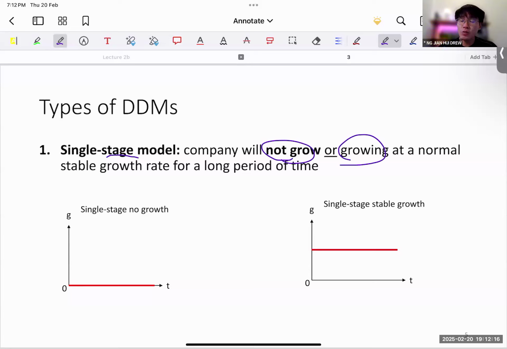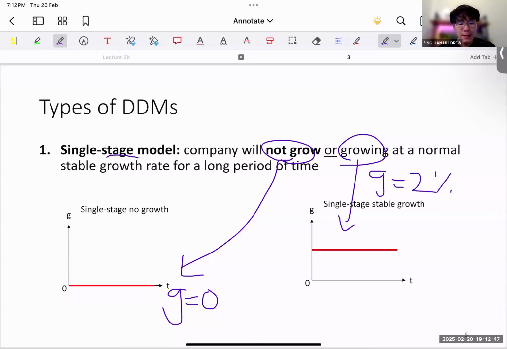So it's growth or no growth. And we want to plot the graph of growth, G, on the y-axis, and T, which is time, on the x-axis, right? So in the case of not growing, your G equals 0. So this is the case where G equals 0, no growth. Maybe there's growth, but then it's a single stage, meaning that it is flat growth. So in this case, for example, G may be, let's say, 2%, right? Means that for the next, I don't know how many years, or actually forever, it will be growing at 2%.